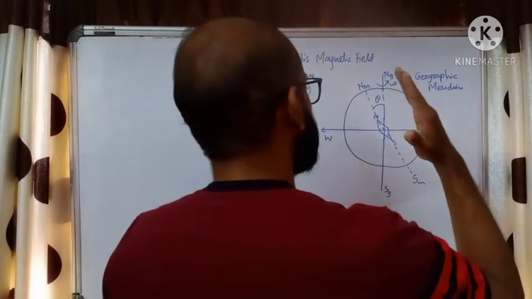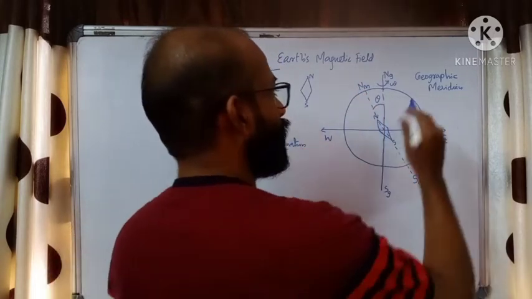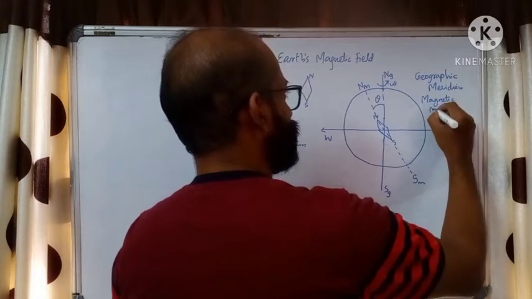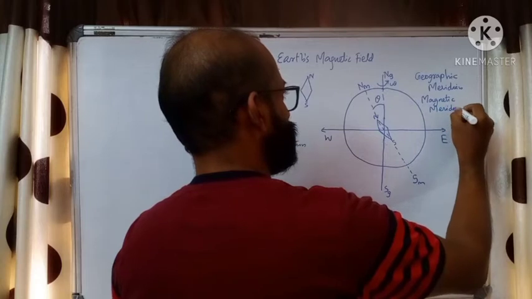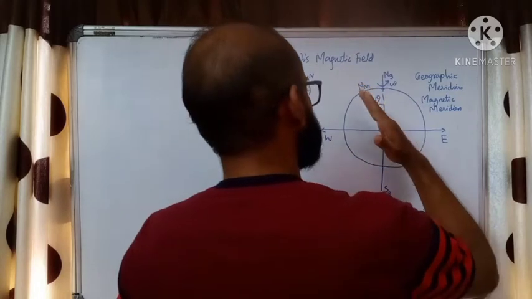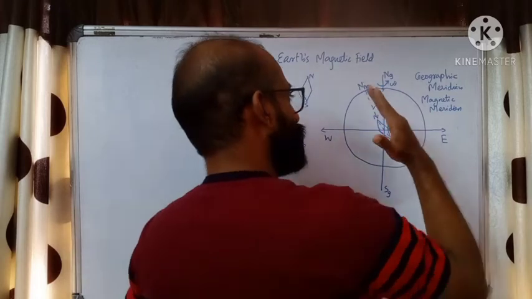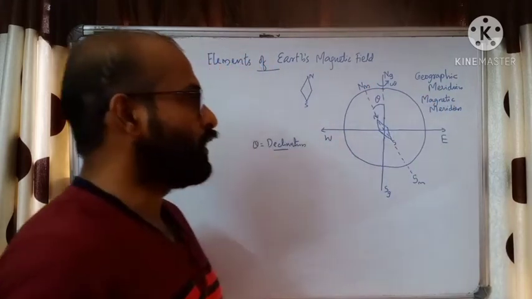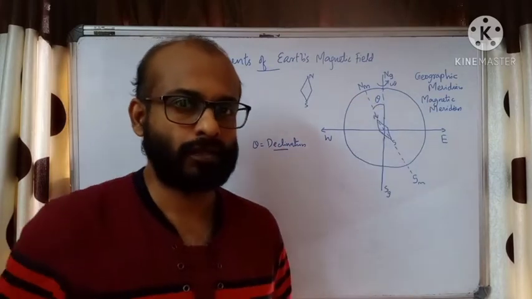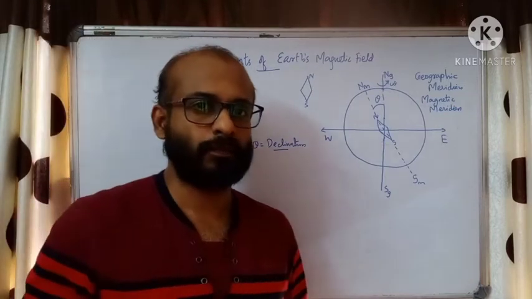Similarly, for magnetic north and south, we can imagine another vertical plane. That vertical plane is called the magnetic meridian. So we have two meridians, one is the geographic meridian, the other one is the magnetic meridian. These are vertical planes. The magnetic meridian is the vertical plane passing through magnetic north and magnetic south. This is the magnetic north of Earth's magnetic field and this is magnetic south. Now we can clearly see between these two planes there is an angle. This angle is called declination. You have seen what declination is.